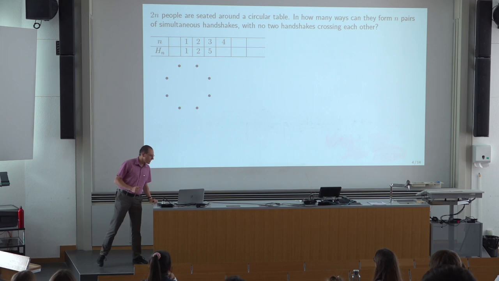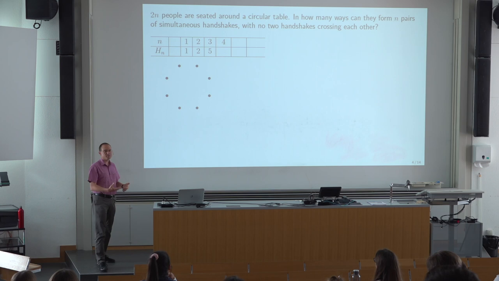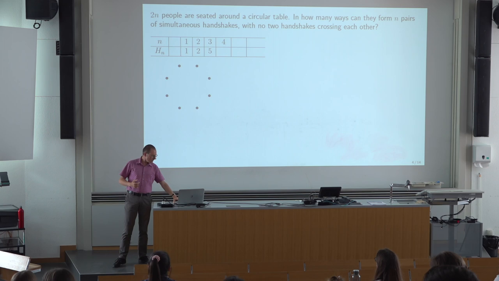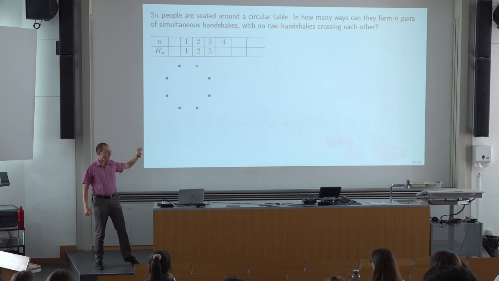Okay, what is the answer when n is equal to 4? You don't want to just list and draw all the configurations. You may make a mistake, and also we want to find some general method that will help us when n is larger. So let's do it more systematically. Let's single out one of the people, represented by the green dot, and think about who that person might shake hands with.